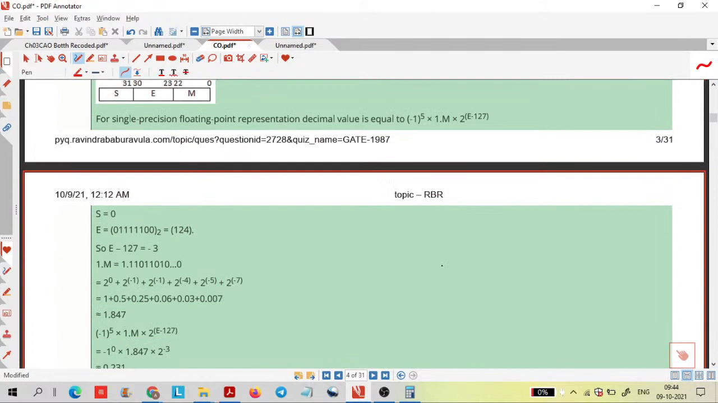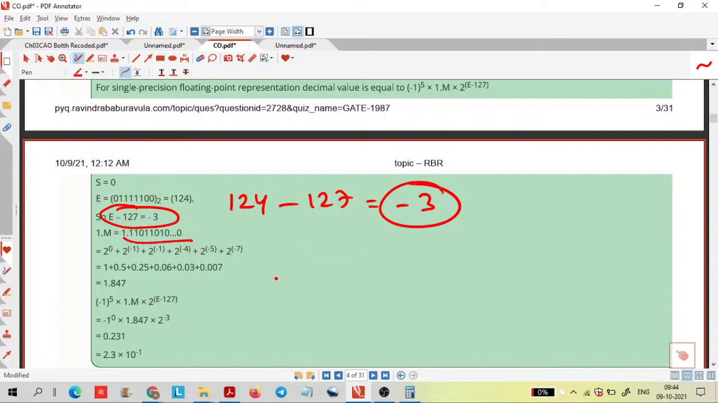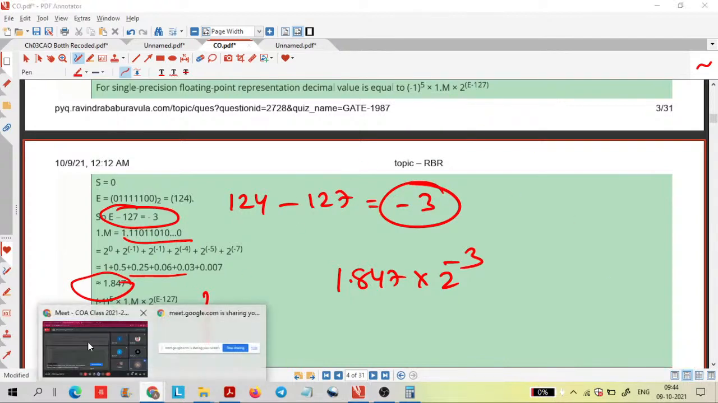Here we have to subtract in the exponent. The exponent is actually 124, subtract 127 from it and you get minus 3, so that is 2 raised to minus 3. And the Mantissa part is there, where we are getting 1.847 into 2 raised to minus 3. So in this way you have to solve it. It needs some practice. If you practice, then only you can do it.